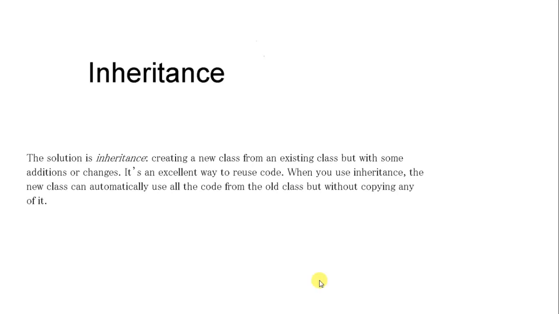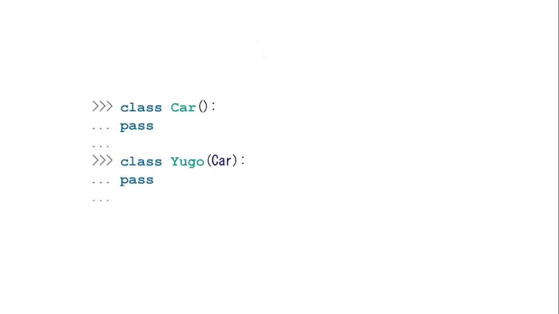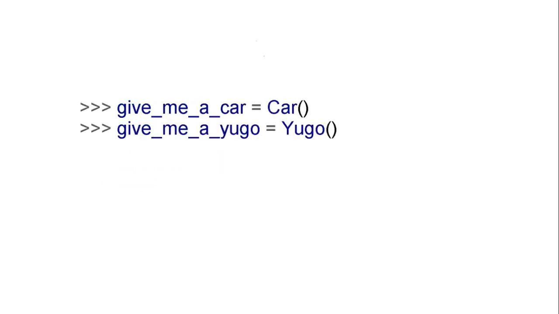These terms are interchangeable in object-oriented programming. So let's inherit something. We will define an empty class called Car. Next, define a subclass called Yoga. You define a subclass by using the same class keyword, but with the parent class name inside the parentheses. Next, create an object from each class.